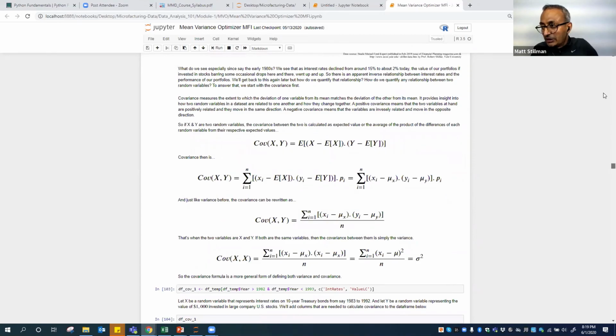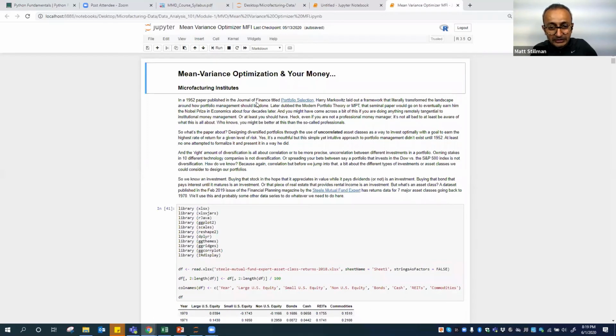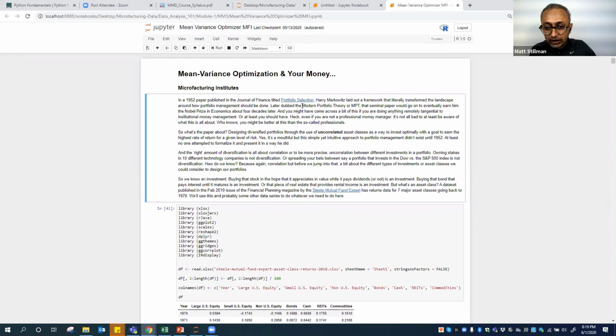using someone's paper. Okay, and his name is Harry Markowitz, and he wrote this paper in 1952, which he eventually won a Nobel Prize for. And how many of you have heard of something called modern portfolio theory?